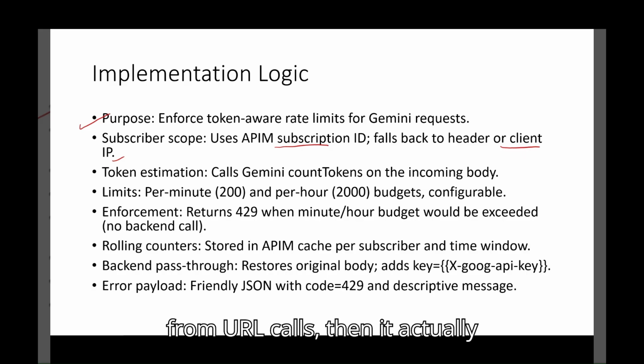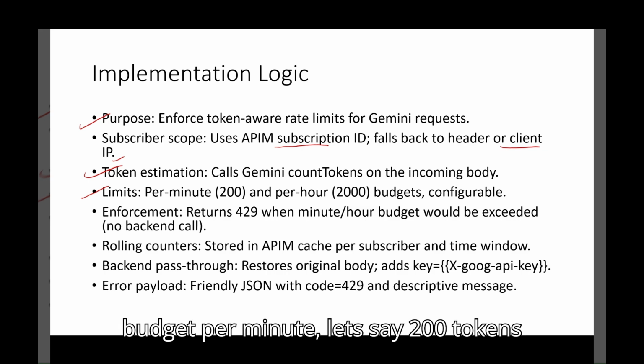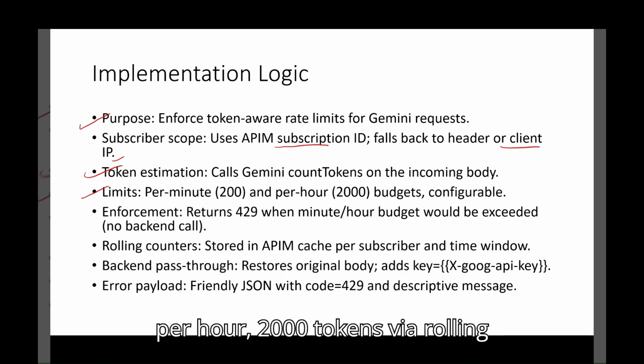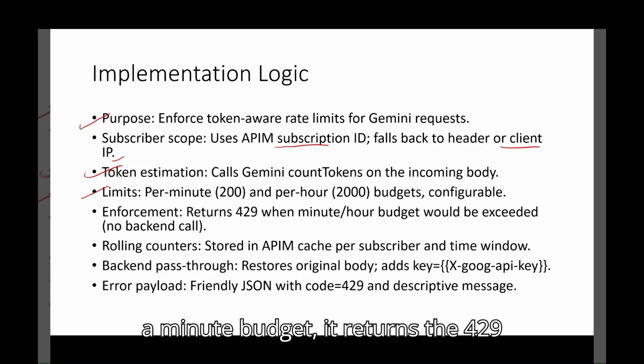Then how does it actually estimate? It extracts the model name from the URL calls, then builds the count tokens API call with the body and reads the token count from that response. That is how the token estimation is done. And then how do we enforce the budget? We enforce the budget per minute, let's say 200 tokens, and per hour, 2000 tokens, via rolling counters, and it is configurable. In this example, I'm using these values. If the new request would push you over the minute budget, it returns a 429, a short JSON error of rate limit.